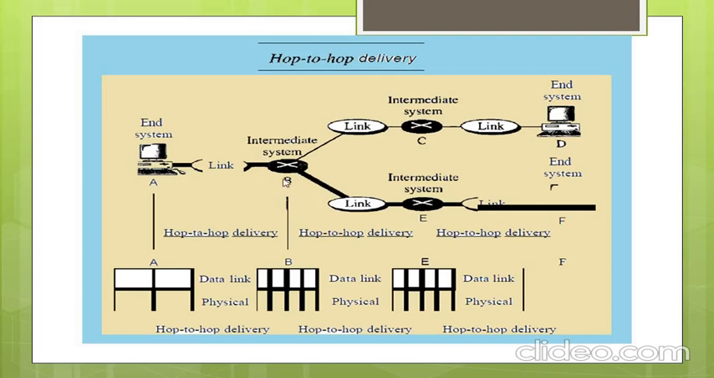The frame from B to E has E as the destination address and B as the source address, and the frame from E to F has F as the destination address and E as the source address.